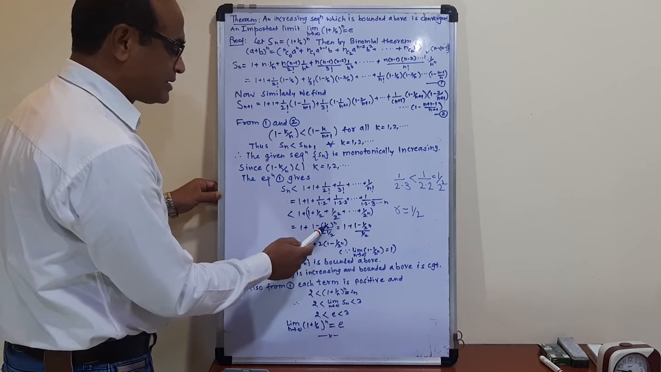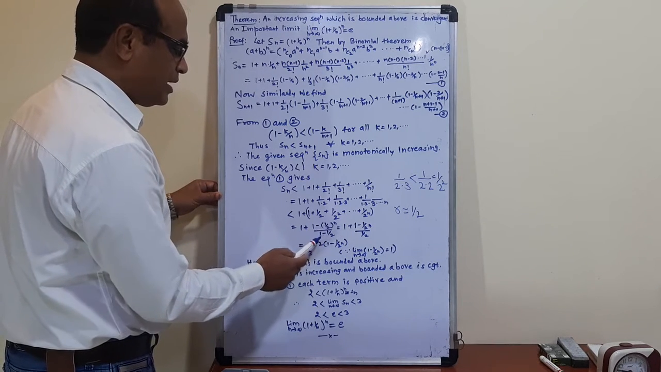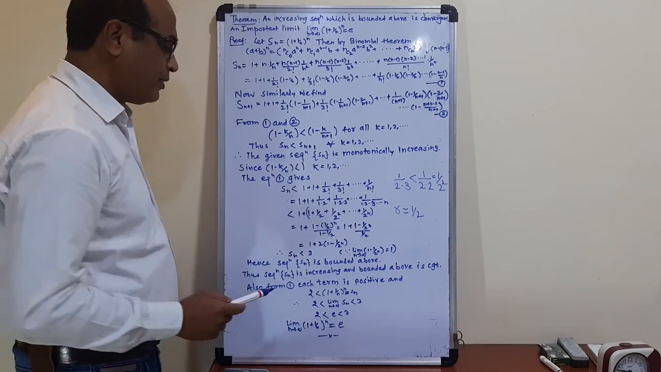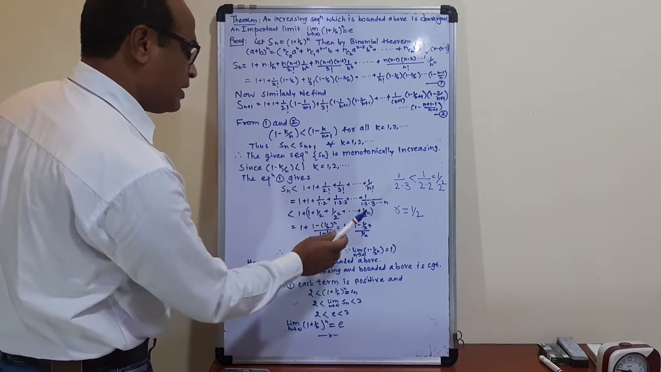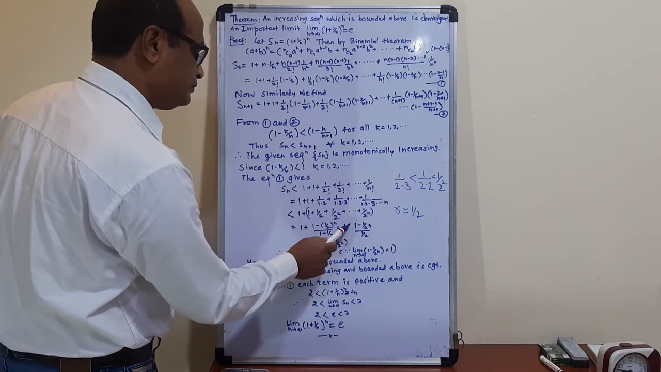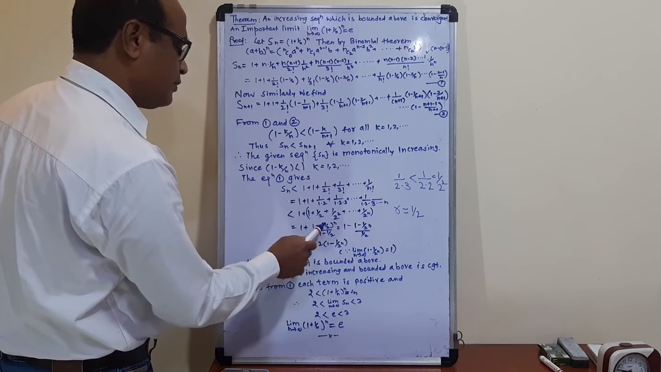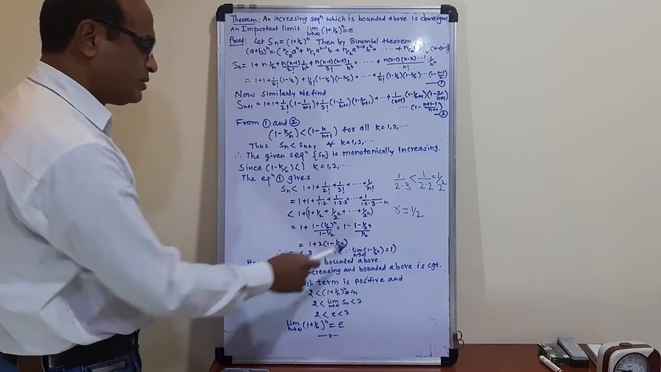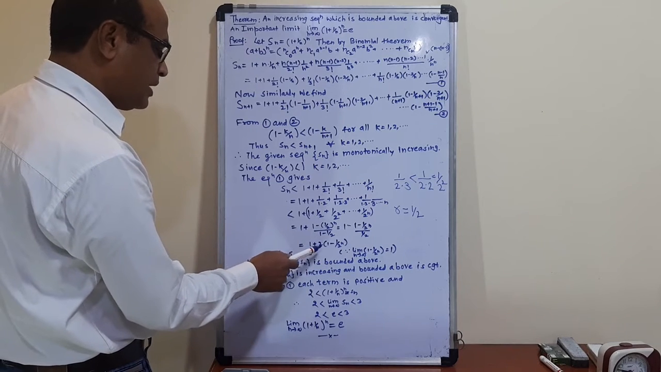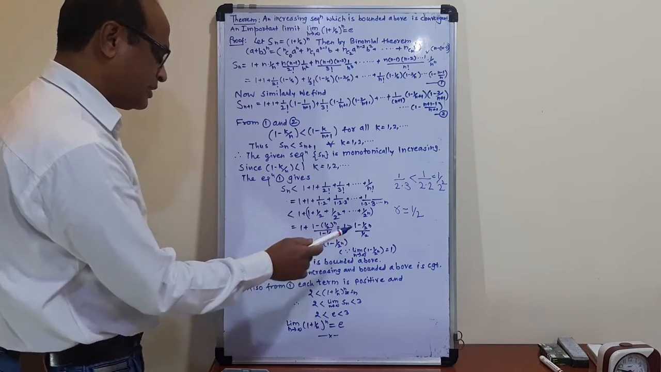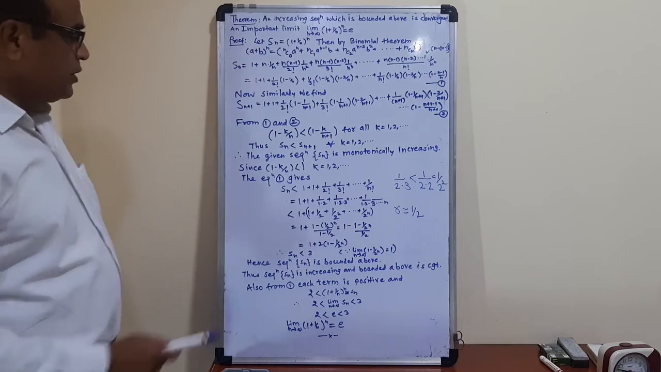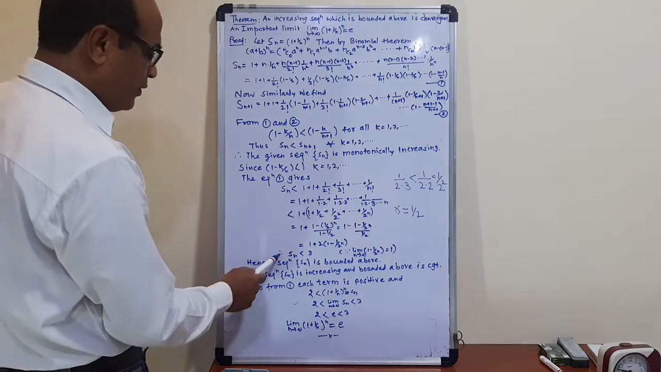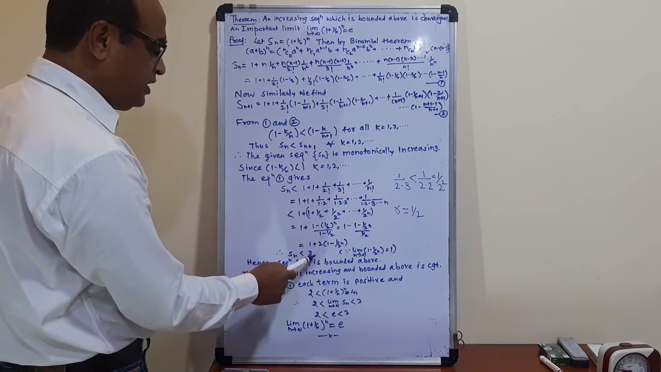So the sum is 1 minus the common ratio 1/2 raised to n, divided by 1 minus r, that is 1 minus 1/2. Okay. So this is 1 minus 1 by 2 raised to n divided by 1 minus 1 half, which is 1 half. So 2 comes here. So 1 plus 2 times 1 minus 1 upon 2 raised to n. So Sn is less than this. Therefore, Sn is less than 3.